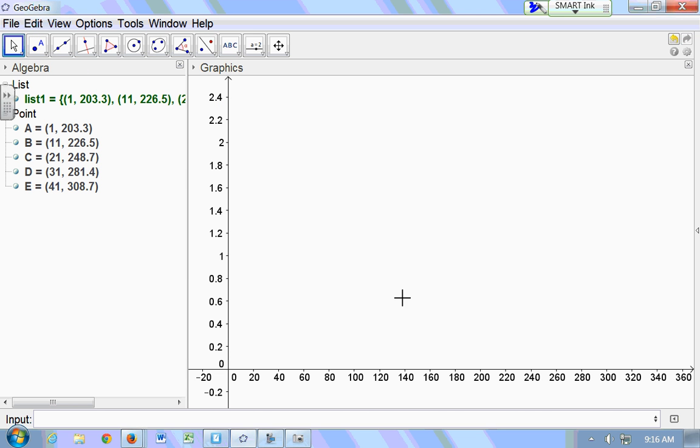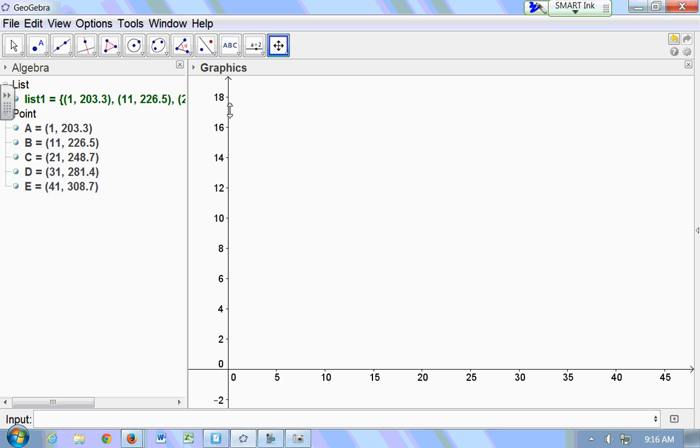All right, so I can't see any of them because of the scale. So my x's have to go from 1 to 41. So I've got way too many x values showing. And then my y's are all in the like 200 to 300 range. So I need to see a lot more y values. There we go. There they are.